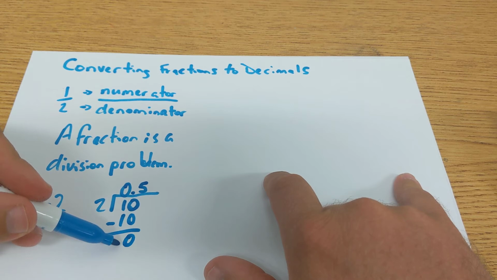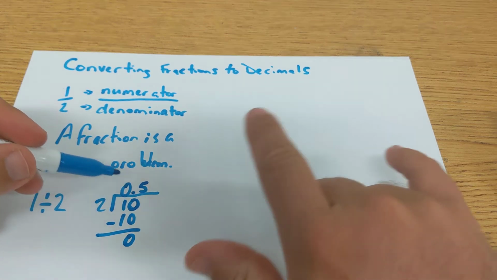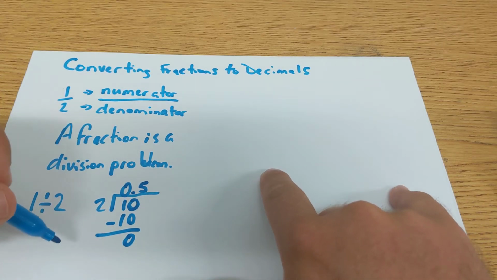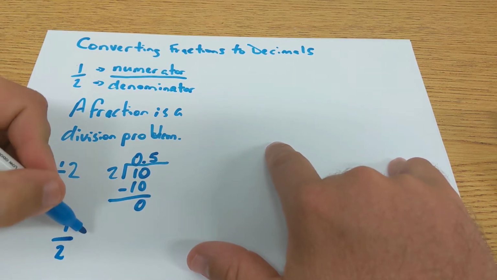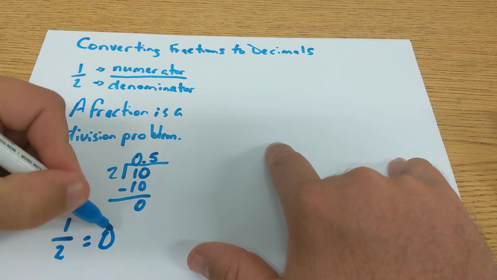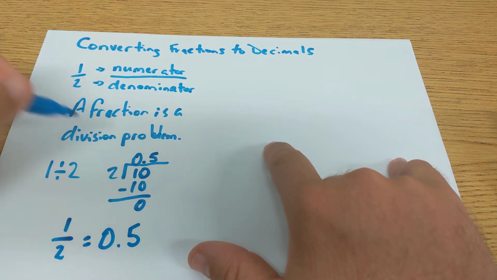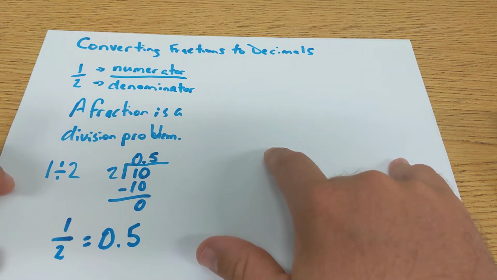Now when we have a 0 here, that tells us that our decimal stops. It does not go any further, so it terminates. So we know now that 1/2 is equal to the same as 0.5.